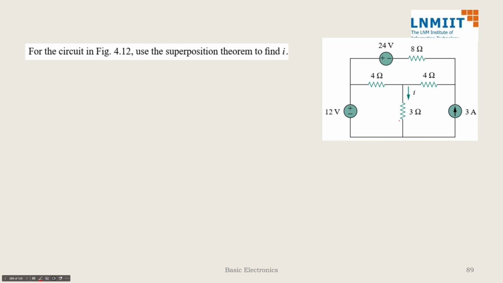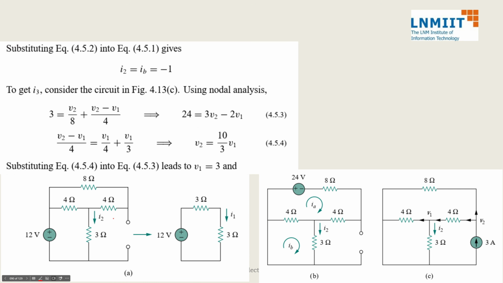So this is an example where you have 3 independent sources. That means we will have 3 equivalent circuits. One, when this is active, this is short circuit, this is open circuit. Second case, this is active, this is short circuit, this is open circuit. Third case, this is active, this is short circuit, and this is also short circuit. So we will have 3 equivalent circuits, we will get 3 values, and finally we will get the total current.